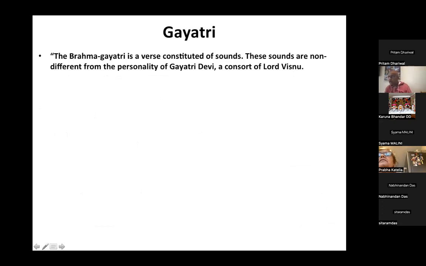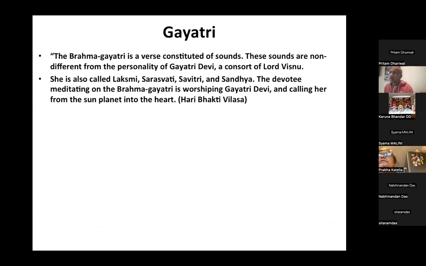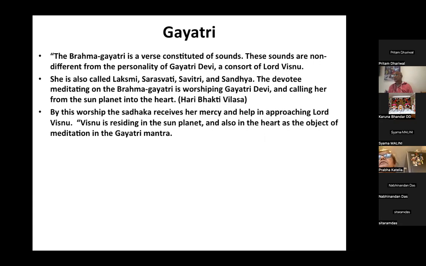The Brahma Gayatri is a verse constituted of sounds. These sounds are non-different from the personality of Gayatri Devi, a consort of Lord Vishnu. She is also called Lakshmi, Saraswati, Savitri, and Sandhya. The devotee meditating on the Brahma Gayatri is worshipping Gayatri Devi and calling her from the sun planet into the heart, Hari Bhakti Vilas. By this worship, the sadhak receives her mercy and help in approaching Lord Vishnu.